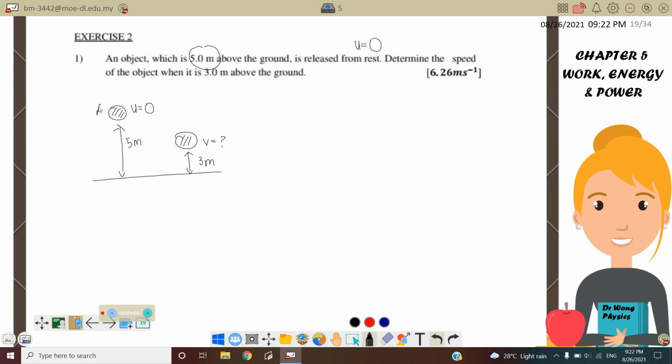We label the start as point A, and this one as point B. Based on the conservation of energy, the total energy before and after is constant, the same. So we write E initial equals E final, the total energy. The total energy involves kinetic energy plus potential energy, and similarly for the final energy. At point A, we don't have kinetic energy because the initial velocity is equal to 0, but we have potential energy because it is 5 meters above the ground, so it's mgh with h equal to 5.